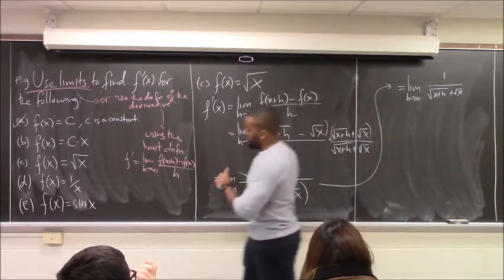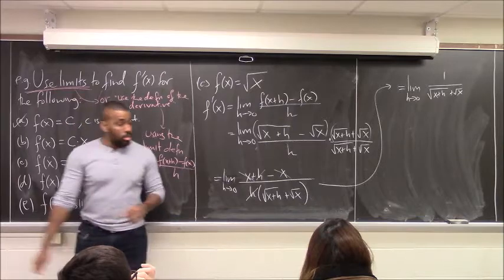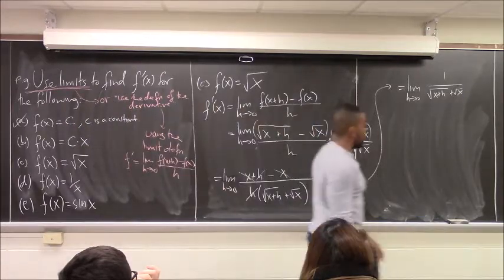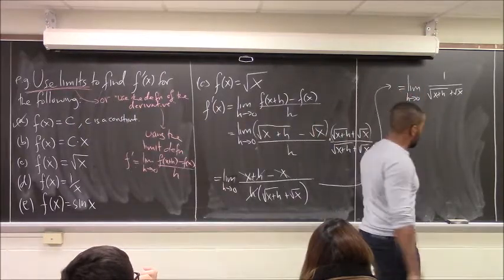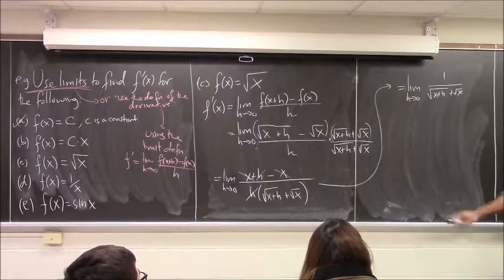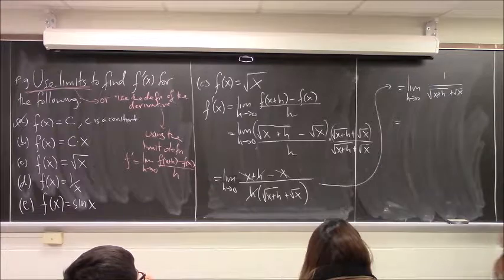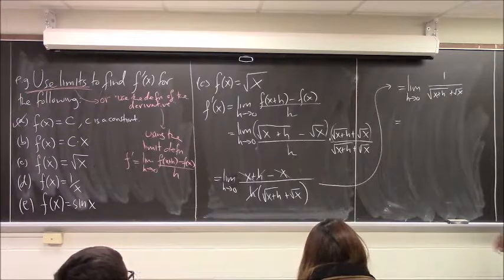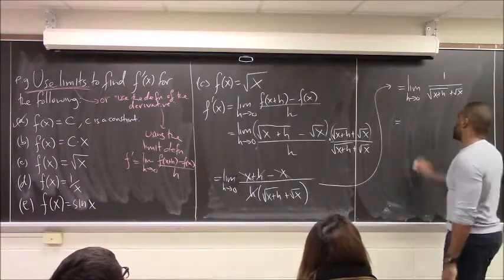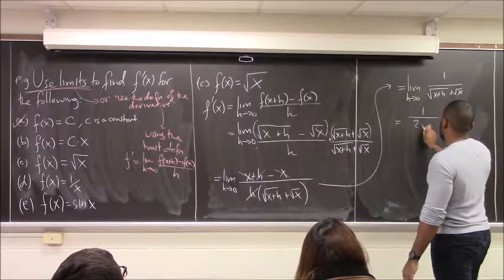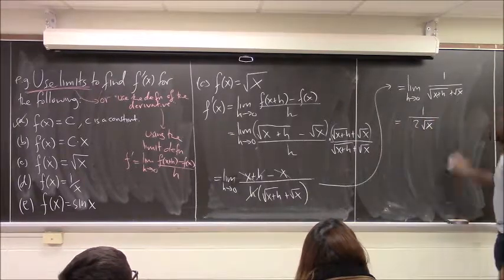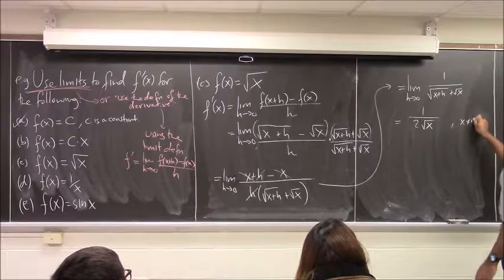You would have noticed there was a problem similar to this on the diagnostic quiz, the very first quiz of the semester, except there wasn't a limit because you wouldn't have known about them yet. But this is kind of why that example was there. At this point we can plug in h equals 0, because as long as x is not 0, this will be a number, and we would end up with 1 over 2 radical x. Of course, we're assuming x is not 0 here.